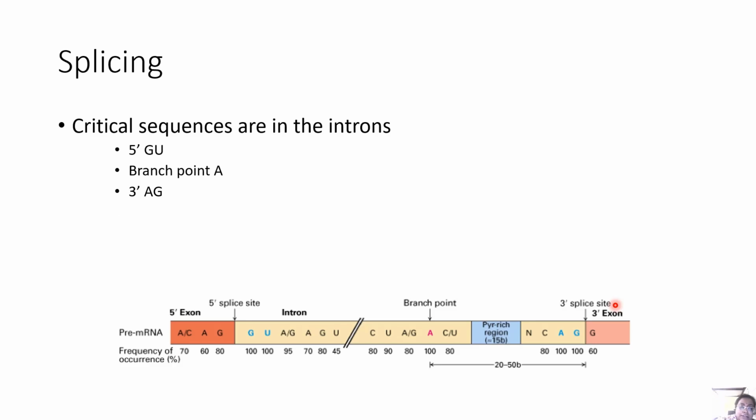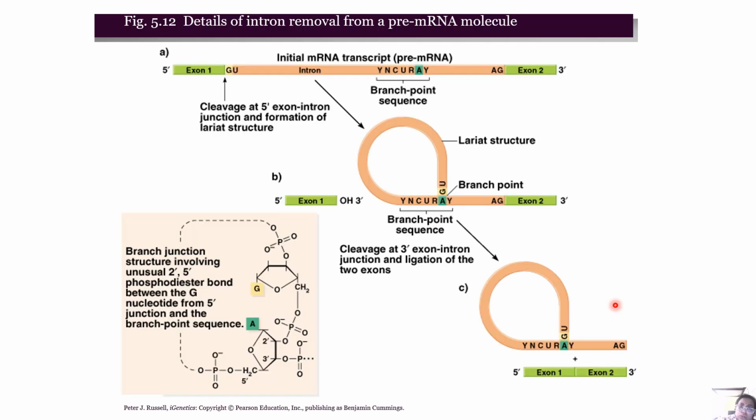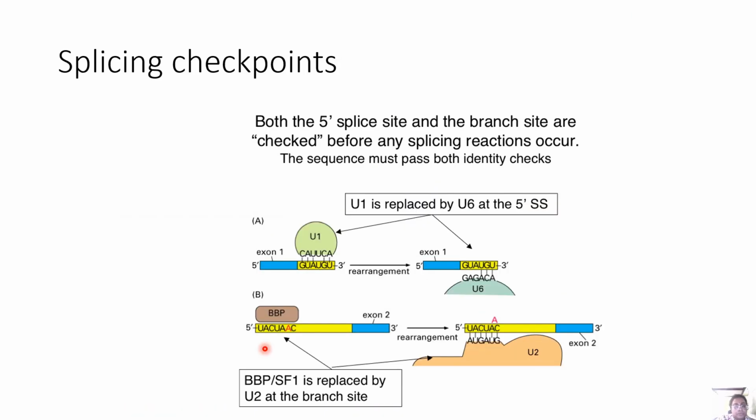Now we are at splicing. Critical sequences are in the introns: 5' GU, branch point A, and 3' AG. So these are the details of intron removal from pre-mRNA molecules. There is a cleavage at the 5' exon-intron junction and formation of a lariat structure. This is the lariat branch point, and then cleavage at the 3' exon-intron junction and ligation of the two exons. A branch junction structure involves an unusual 2' 5' phosphodiester bond between the G nucleotide from the 5' branch junction and the branch point sequence.